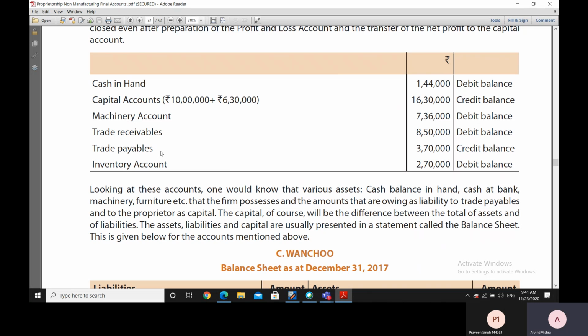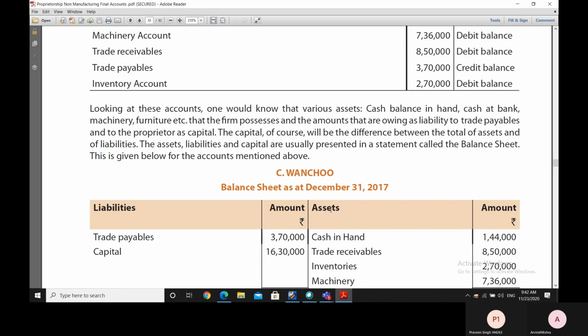Of course, the accounts which are having the credit balances, they are the liabilities of the company, like trade payables is a liability of the company. Similarly, capital account is also a liability of the company because this amount is supposed to be paid to the proprietor ultimately. So therefore, we need to present all the assets, all the liabilities and the capital in a statement which is called the balance sheet.